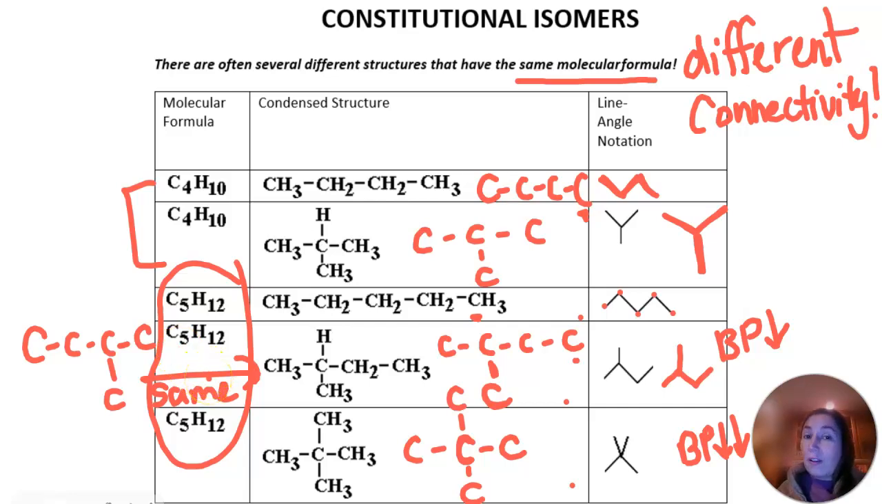So constitutional isomers are molecules with the same molecular formula, but a different connectivity of the atoms. Oftentimes they have branches, for example, on the parent chain.